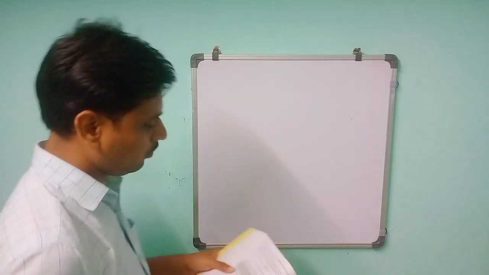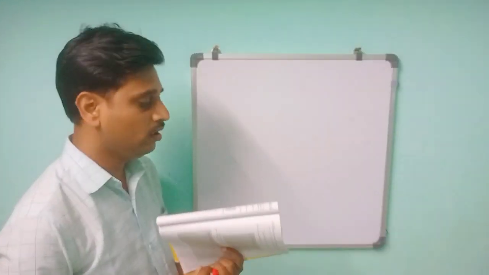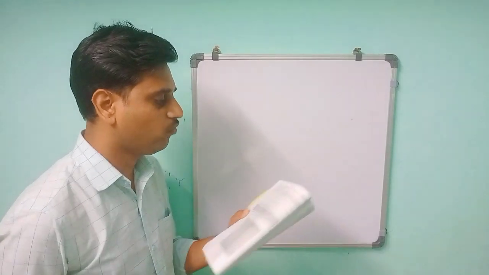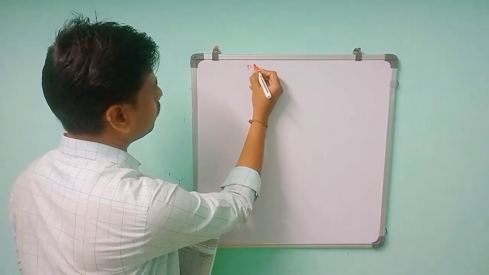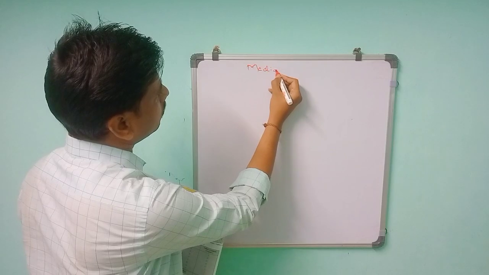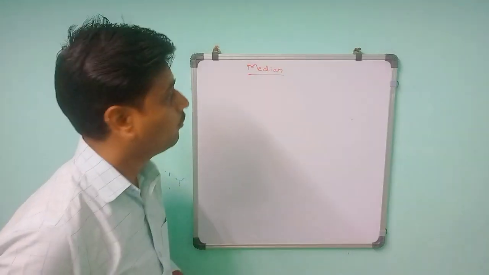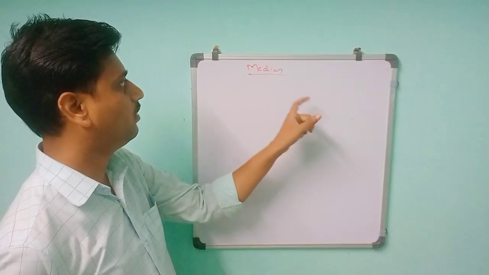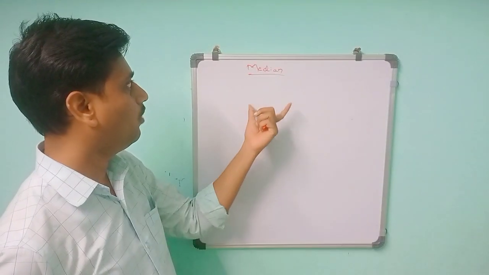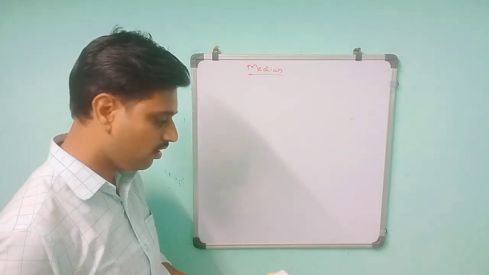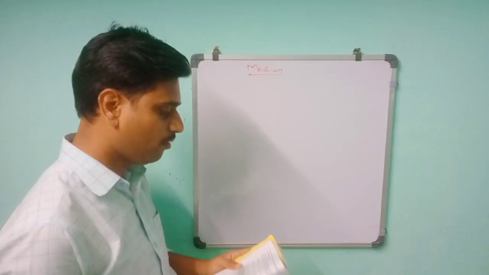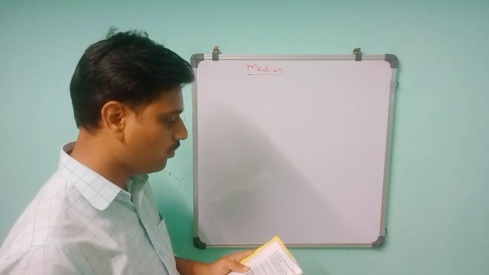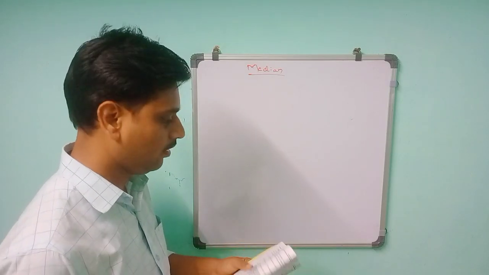In that, two methods were covered, that is mean and mode. Then the last one is the median of grouped data. So median is the middlemost observation. If they give 10 to 20 observations, the middlemost observation will be the median. It is a measure of central tendency which gives the value of the middlemost observation in the data.